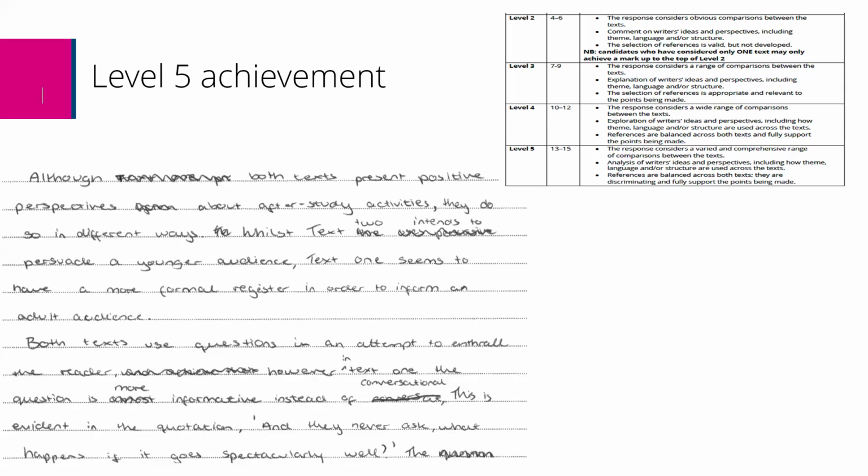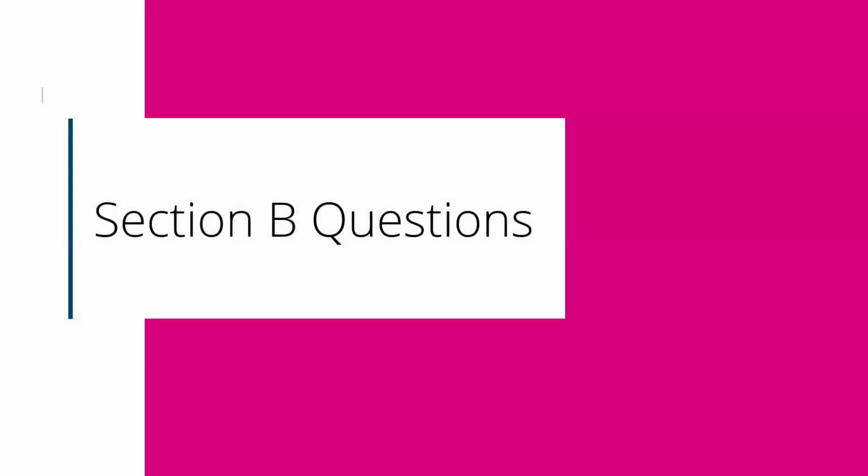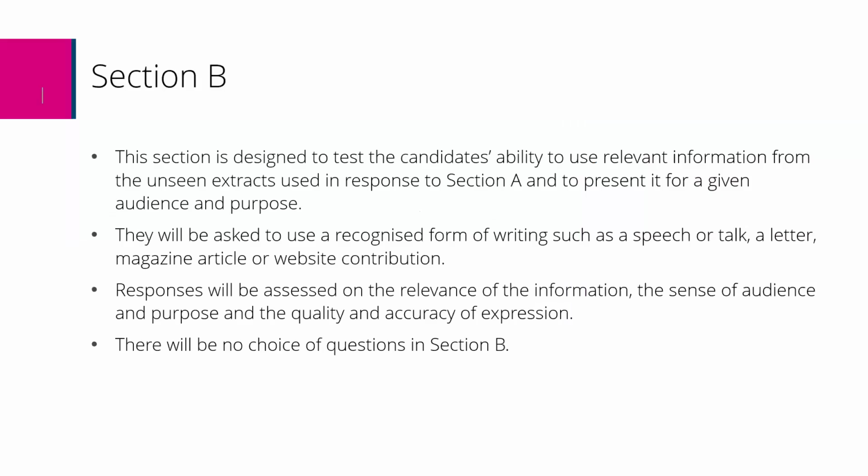So we're moving now from section A to section B questions. So this is designed to test the candidate's ability to use relevant information from the unseen text used in response to section A and to present it for a given audience and a given purpose for the section B question. They'll be asked to use a recognised form of writing, such as a speech or talk, a letter, a magazine article, website contribution.